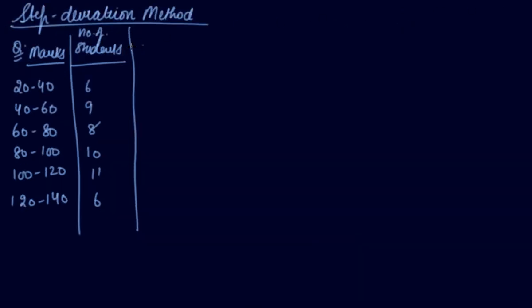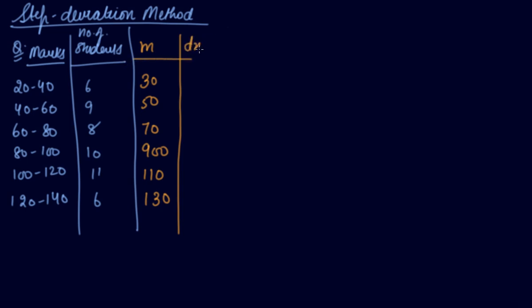Now let's understand the standard deviation through the step deviation method in the case of continuous series. The first and foremost step is to find the mid values. 20 plus 40, that is 60, divided by 2 is 30. So you get 30, 50, 70, 90, 110, 130. Now you have found the mid values.